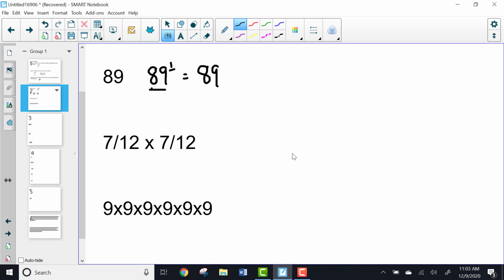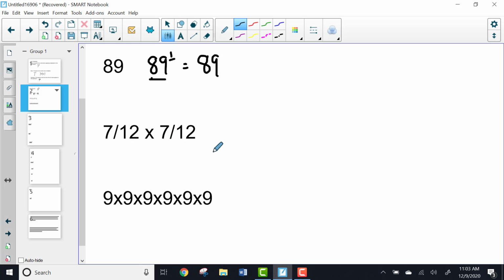So now taking a look at the next one, 7/12 times 7/12. This is a little different. Whenever you're writing fractions, you have to use parentheses when you're writing your exponent for the expression. And we have 7/12 to the power of 2. What that means is we are multiplying 7/12 by itself 2 times.